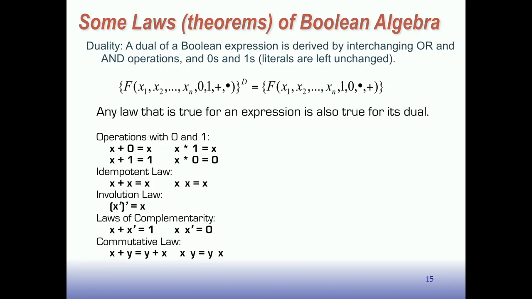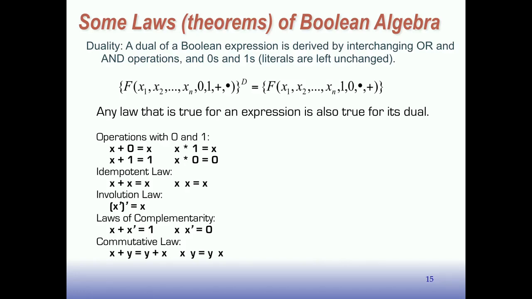We have this idempotent law, which is kind of interesting. It says x or x is x. If you or a variable with itself, you get the variable back. And you can prove this by trying all values of x: 0 or 0 is 0, 1 or 1 is 1. Likewise, its dual form is that x and x is x.